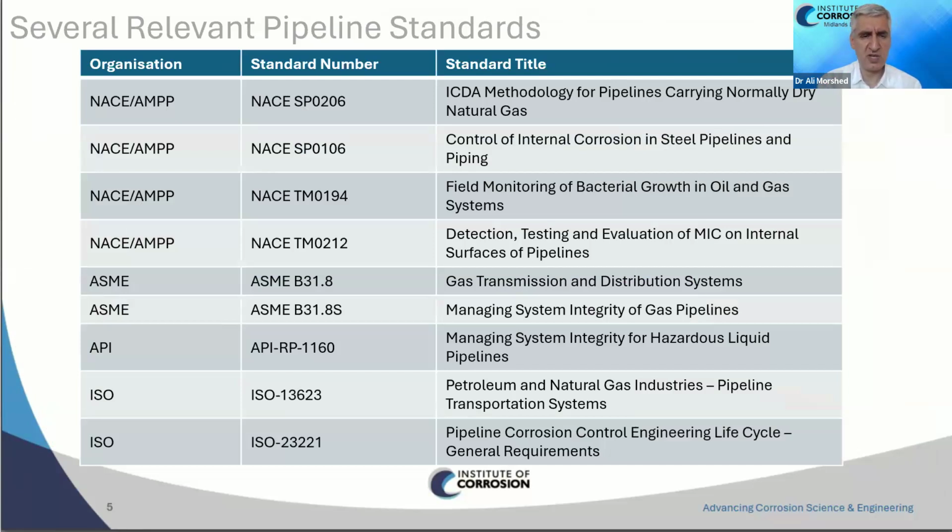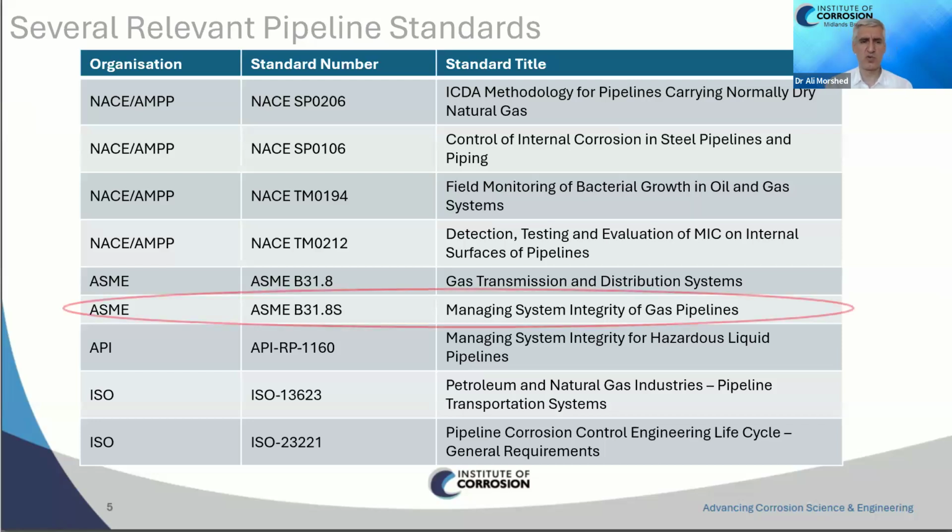There are a number of pipeline standards published by various organizations which cover the topic of internal corrosion. As you can see from the table here, we have a number of NACE or AMPP standards, a couple of ASME standards, one API, and two ISO standards. I'm not suggesting that these are the main standards covering the internal corrosion of pipelines, but these are the standards which I've been using most of the time over the years.